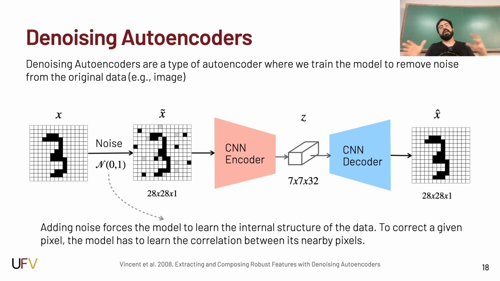Because again, if you don't have a constraint or you don't have a bottleneck, then you're going to just let the model learn the identity function, and that's useless. So you have to impose some restriction.